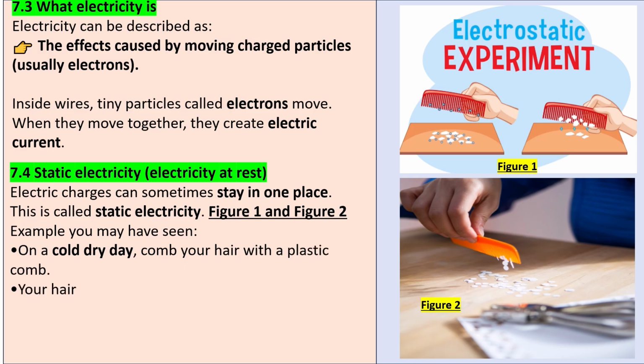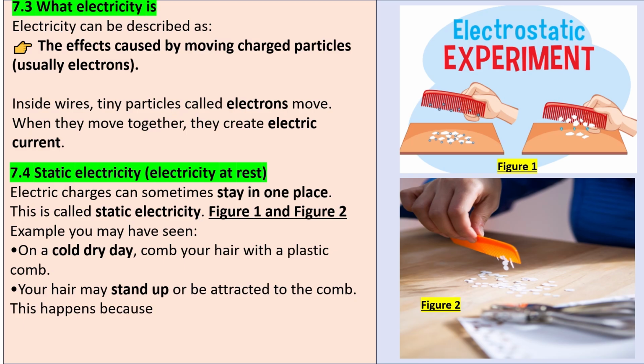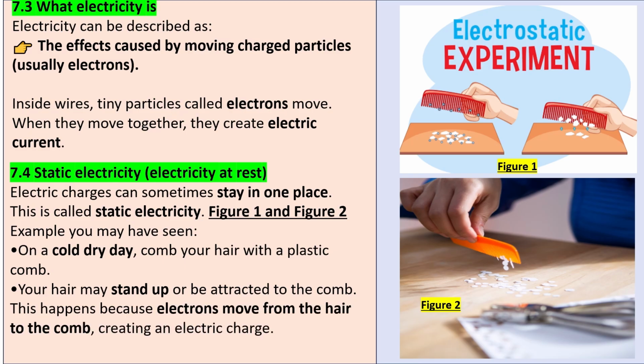On a cold, dry day, comb your hair with a plastic comb. Your hair may stand up or be attracted to the comb. This happens because electrons move from the hair to the comb, creating an electric charge. Objects with opposite charges attract each other.